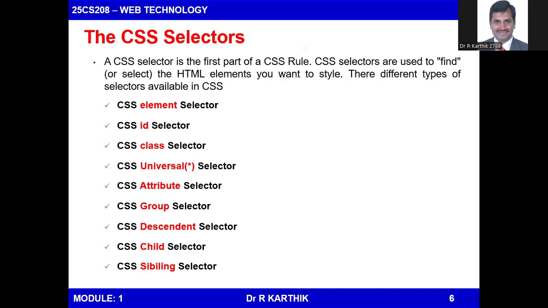CSS provides several types of selectors like element selector, ID selector, class selector, universal selector, attribute selector, group selector, descendant selector, child selector, and sibling selector. Let's see them one by one.